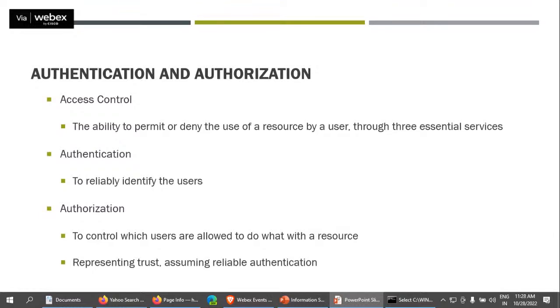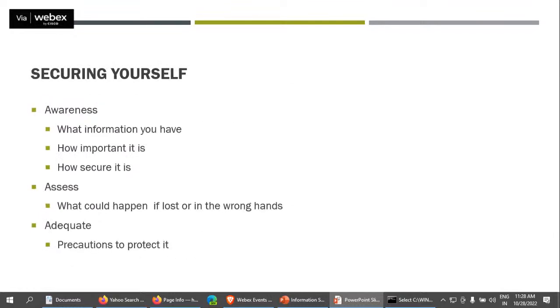Authentication is reliably identifying the user, whether you are authenticated or not. Authorization means how much authority you have inside that server room. For example, whether you can only see the devices or you can also operate them. Do you have the passwords or not? These are the levels of authorization and authentication.